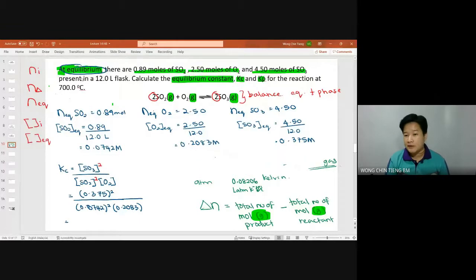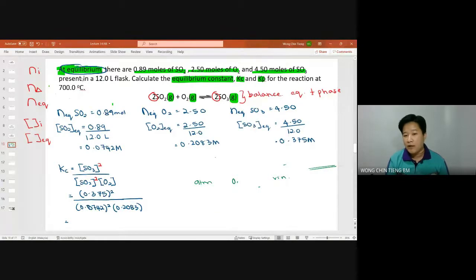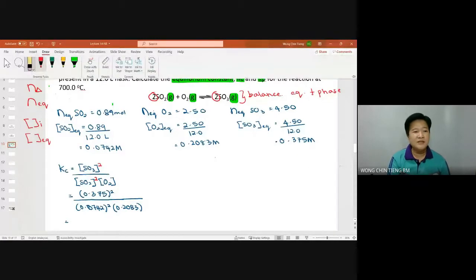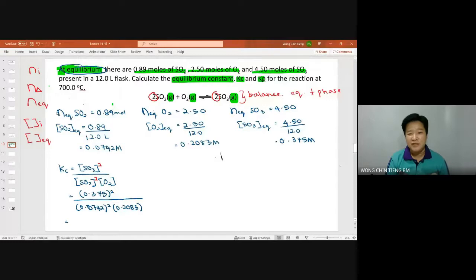You have your KC already. Just make sure your temperature must be in Kelvin. Just 100% make sure your R value cannot change. Yang tu je lah. Nak guna senang, tak susah pun. Tak pernah susah. Kimia tak pernah susah. Kamu je yang buat hidup kamu susah. Oops.